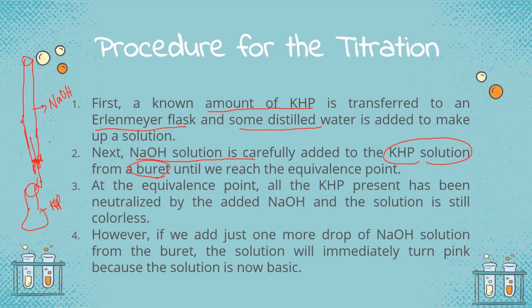It's the point wherein all the potassium hydrogen phthalate in our solution has been neutralized by the sodium hydroxide. However, sabi ko kanina, we cannot really see the equivalence point since this is just theoretical. So, approximation lang talaga siya. Ang tinitingnan natin to end the titration is the endpoint wherein there will be a change in the color of the solution here in the Erlenmeyer flask.